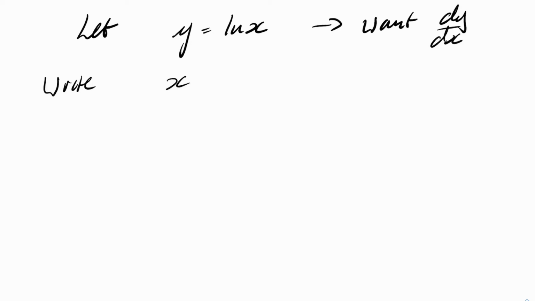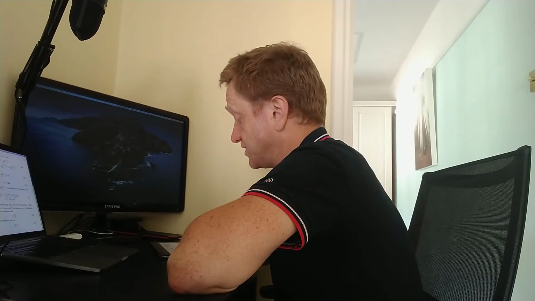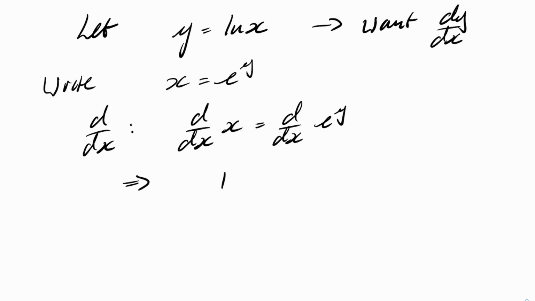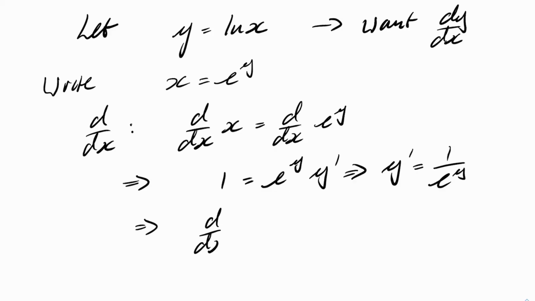If I write x equals e to the y, I know how to differentiate e to the y. I know how to differentiate x. So if I take derivatives of both sides, then that implies that 1 is equal to e to the y times y prime. And rearranging, y prime is 1 over e to the y. And we know that e to the y is equal to x. That implies that d by dx of y, which is just log x, is 1 over x. So that's a very neat trick for finding the derivative of a function that we didn't know how to do before.